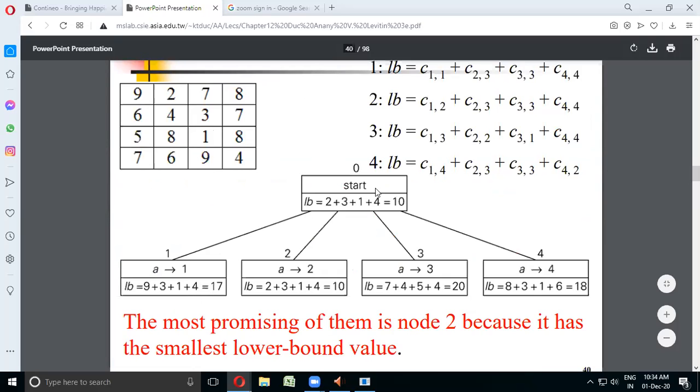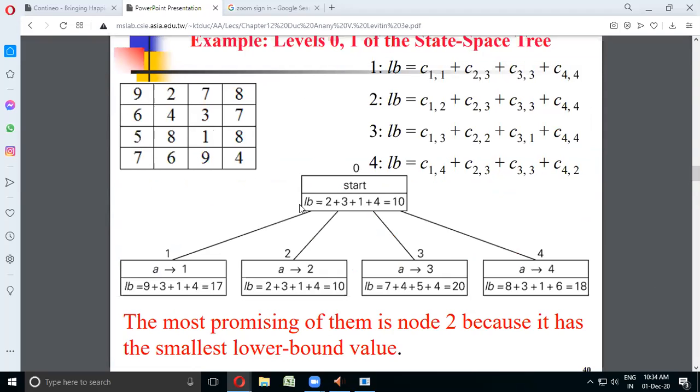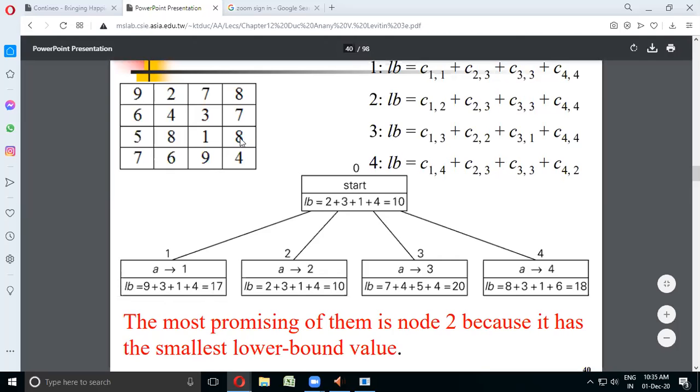Okay, so I've started drawing the state space tree for the job assignment problem using the branch and bound method. So my start or level 0 will have start and lower bound value. Lower bound value is nothing but 2 plus 3 plus 1 plus 4, that is going to be 10. Okay, so let us go to level 1. In level 1, what are the possibilities? Let us understand. So if I'm going to assign the first, so C11 plus C23 plus C33 plus C44. So that is what we are doing.